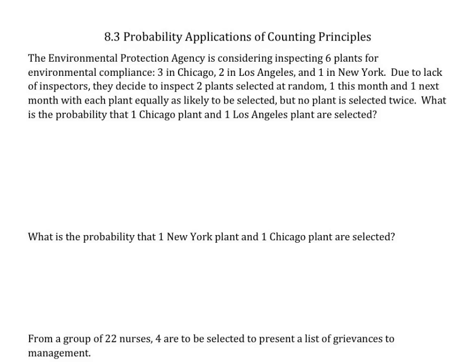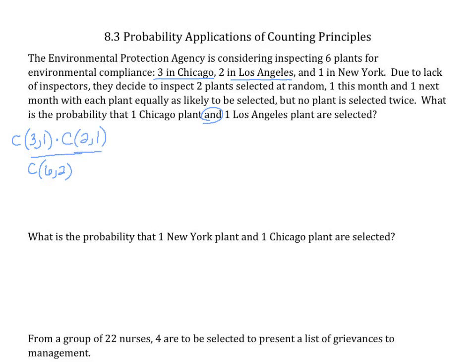So, the total number of plant options we have are a combination using 6 plants and choosing 2 of them. Those are the total options we have for picking plants. I'm particularly curious about a Chicago plant and then an LA plant. So for my numerator, the word "and" means that we're going to multiply those probabilities together. So I want to have a combination of 3 Chicago plants, choose 1, times the combination of 2 LA plants, choose 1.